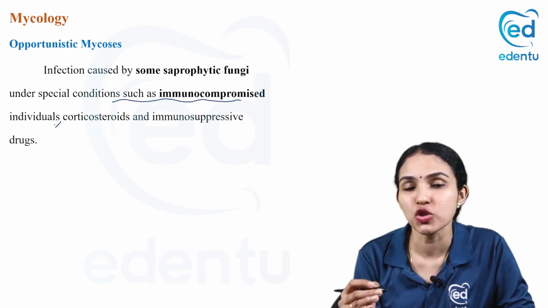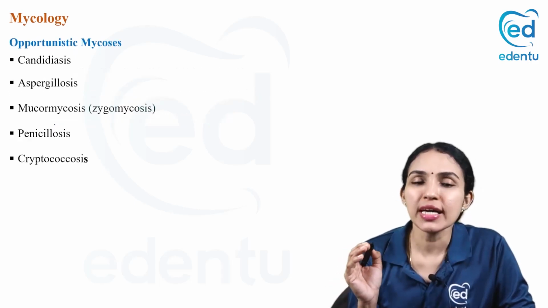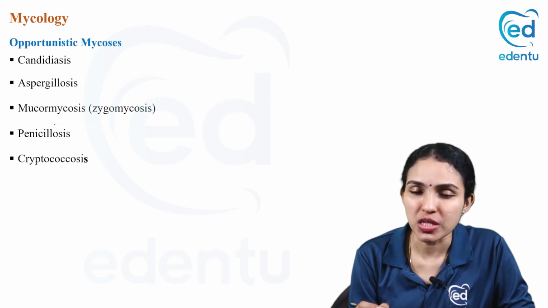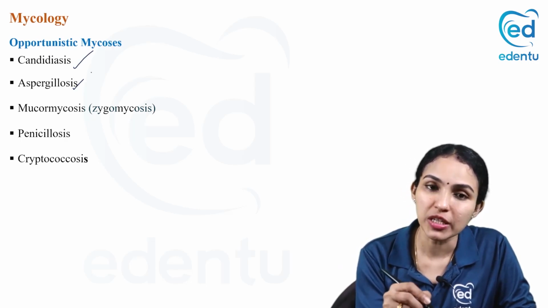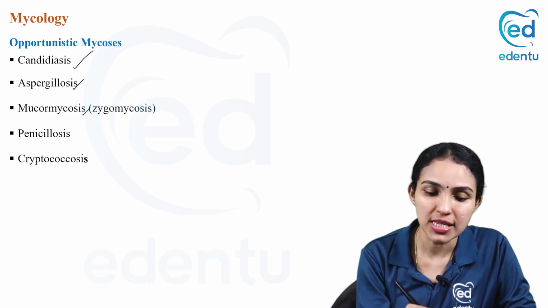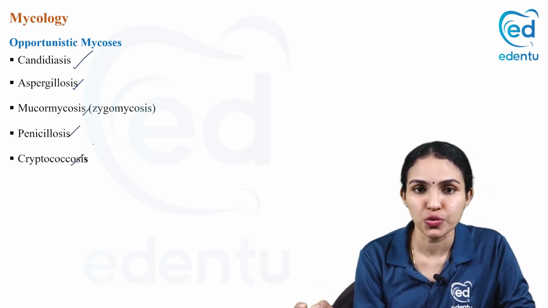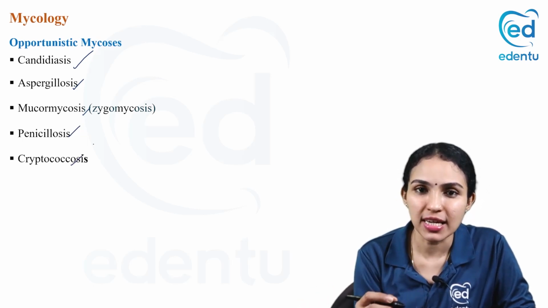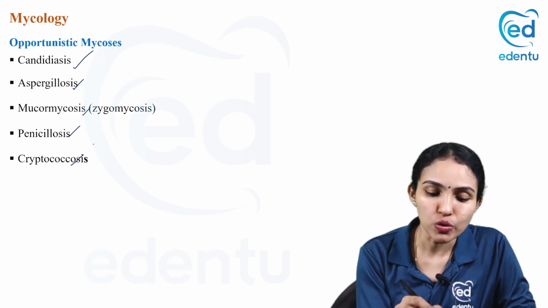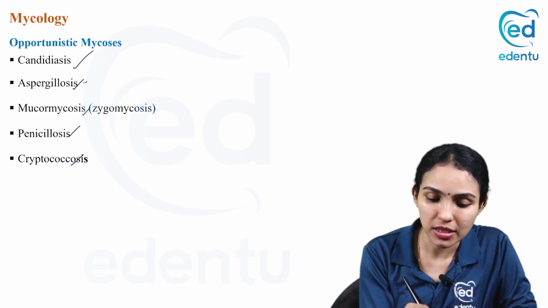The infection is called opportunistic mycosis. The examples for opportunistic mycosis, the very classical example, candidiasis, then aspergillosis, mucormycosis, penicillosis and cryptococcosis. The most important one which you have to learn in detail is candidiasis, but you should also know the fungi which cause the other conditions.